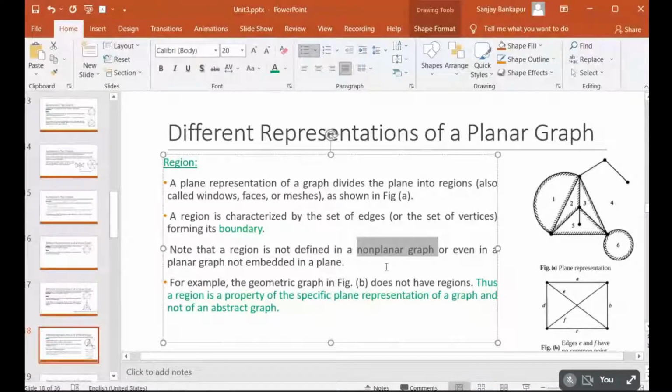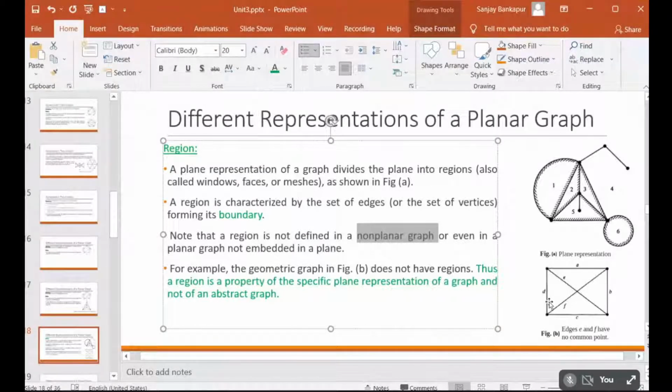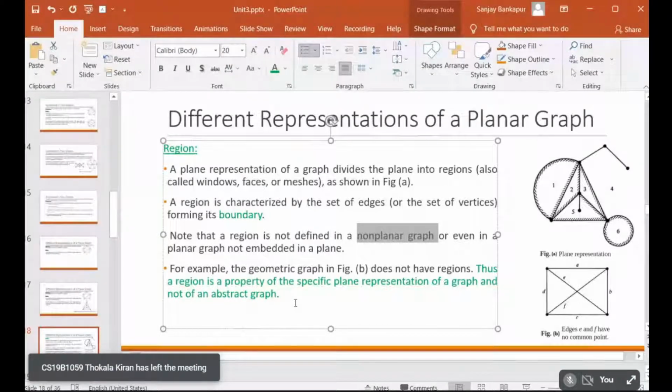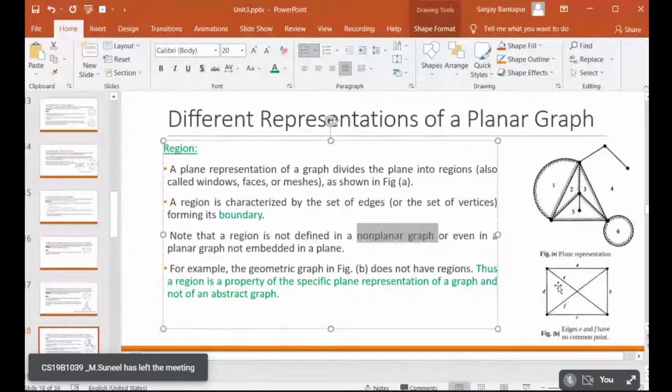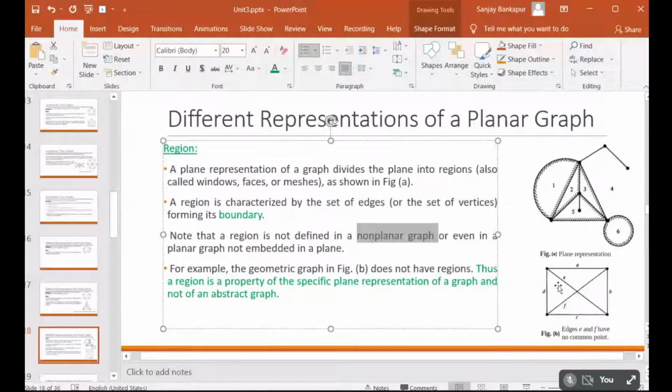identified or labeled. So, for example, the geometric graph figure B doesn't have regions. Thus, a region is a property of a specific plane representation of a graph and not of an abstract graph. If I give the graph details in an abstract way, many of the students right now would say it's not a planar graph because the embedding has crossing edges. The edges E and F are crossing each other. Even though another representation of this abstract graph can be made planar, this graph is not planar. So if I give this abstraction, there's a high probability that you might make a planar graph, and the embedding on a plane will ultimately give origin to the concept called regions.